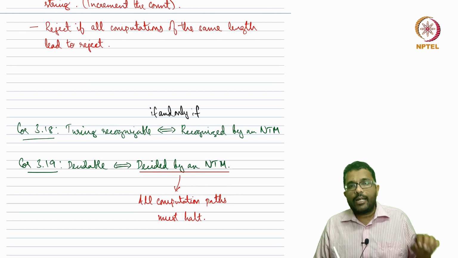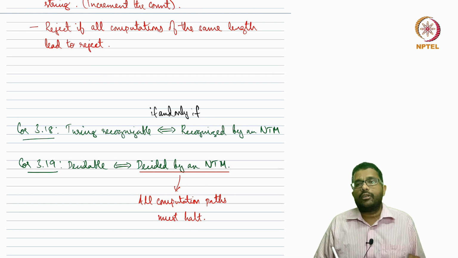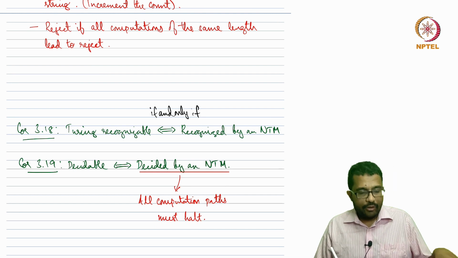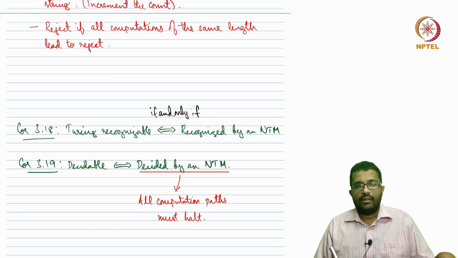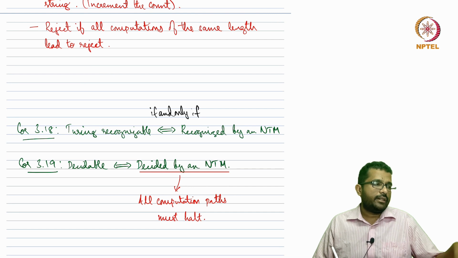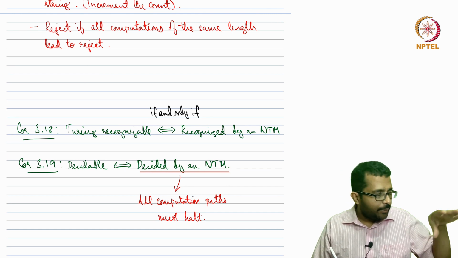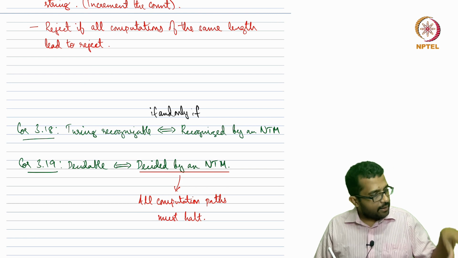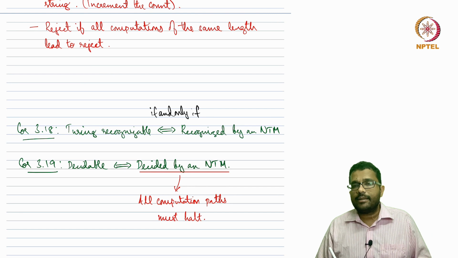And similarly, a language is decidable if and only if it is decided by a non-deterministic Turing machine, because non-deterministic and deterministic Turing machines have the same computation power. If you give me a non-deterministic Turing machine that accepts some strings, rejects some strings, and loops on some strings, I can make a deterministic Turing machine that accepts exactly the same strings, rejects exactly the same strings, and loops on exactly the same strings.